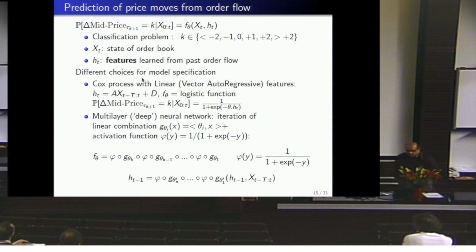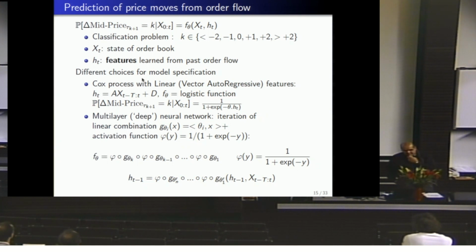Okay, so here we're not trying to forecast the price in dollars, but we're just trying to forecast if it goes up or down by 0, 1, 2, minus 1, minus 2 cents or less. So it's like a classification problem. We're going to classify it in 4 states, not all the possible prices.